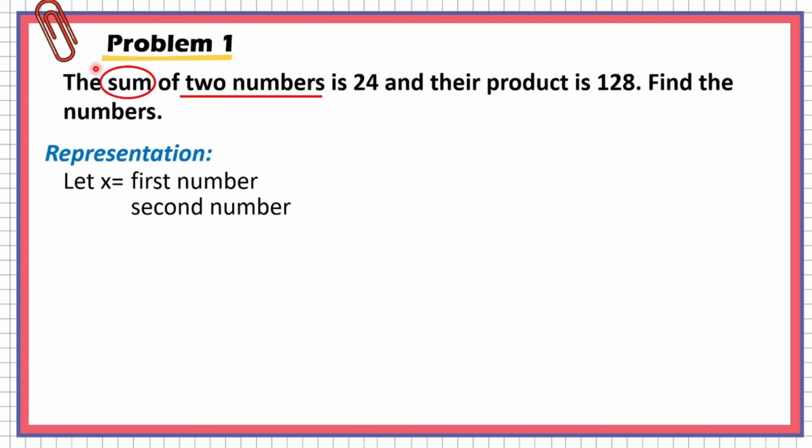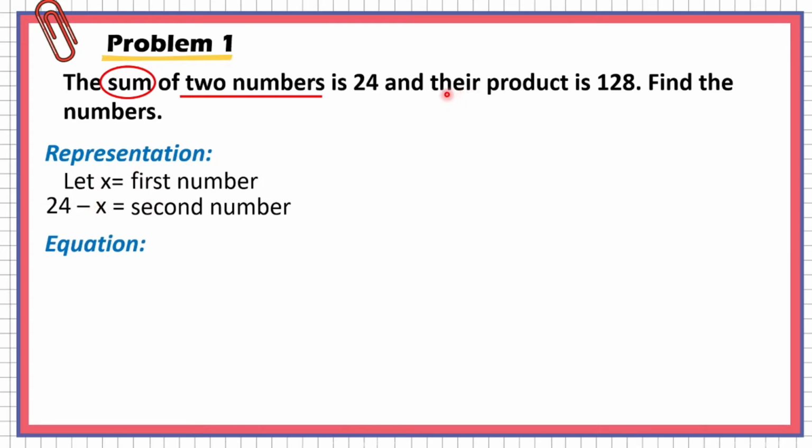Pangalawa, kung titignan natin ito, ang involved na operation is sum, meaning to say that is addition. So, itong number na to, kapag pinag-add daw, ang result is 24. So, kung ang ating first number is x, kabaliktaran ng addition para makuha natin yung second number, that is subtraction. So, our second number will be represented as 24 minus x. Next, gagawa tayo ng equation out of this representation.